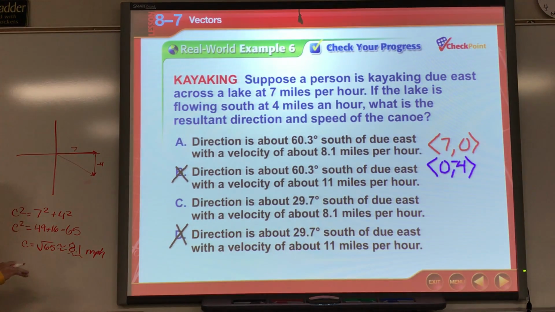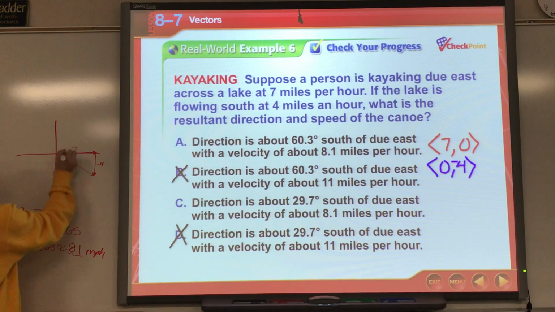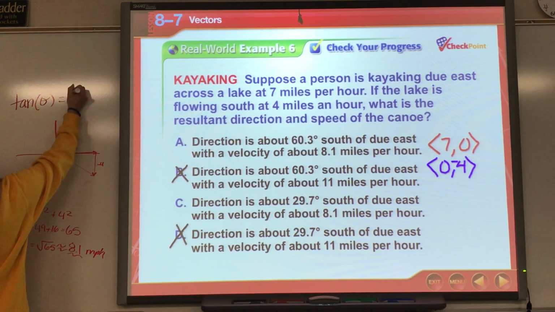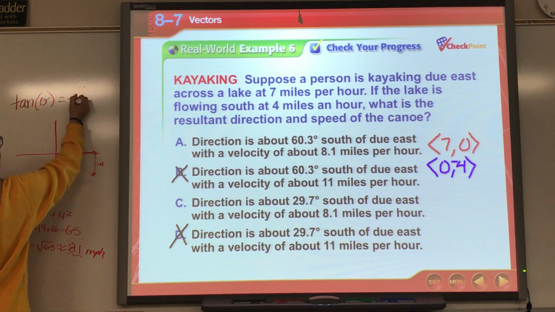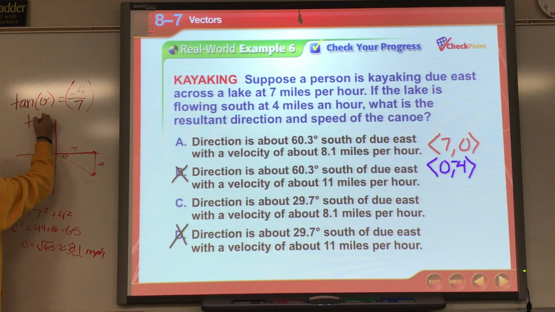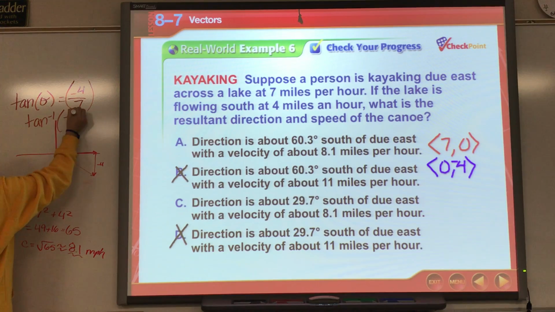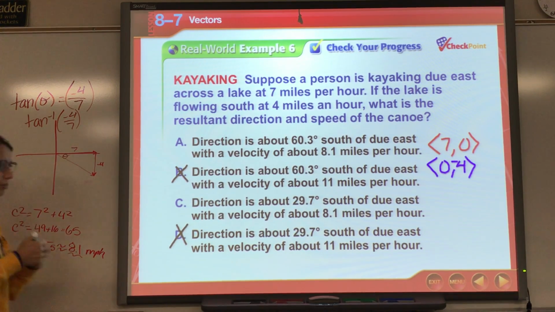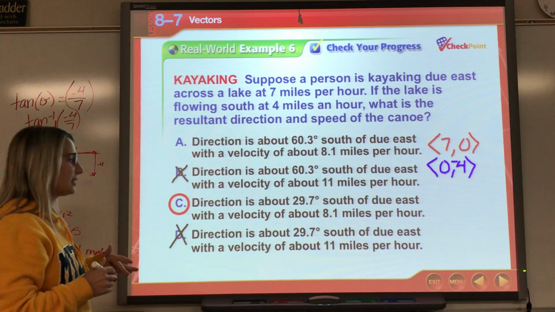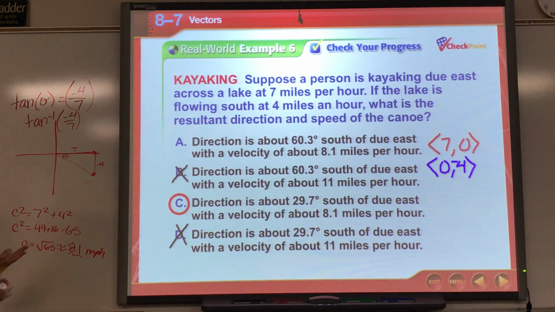Now we use that trig to find this angle. So I could use tan theta equals, we have -4 over 7. So we take the tan inverse of negative 4/7, and when we plug that into our calculator, we get about -29.7 degrees.